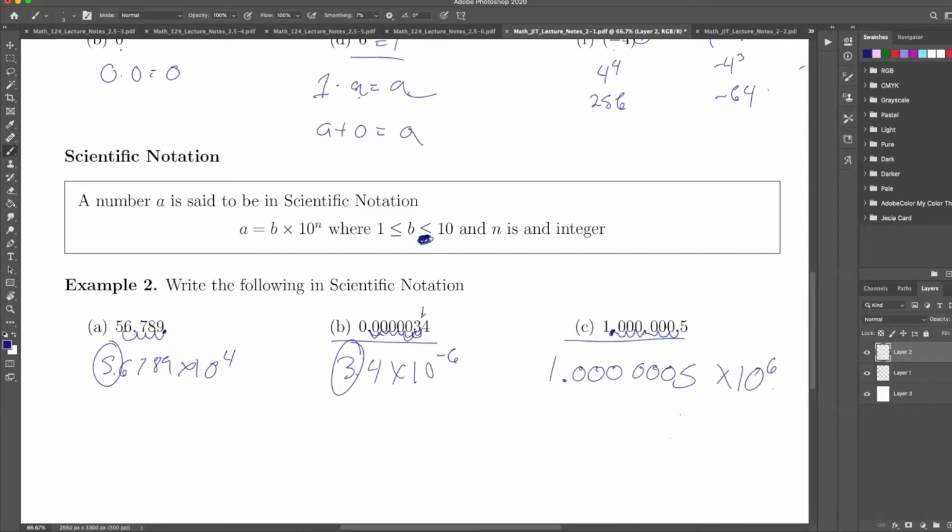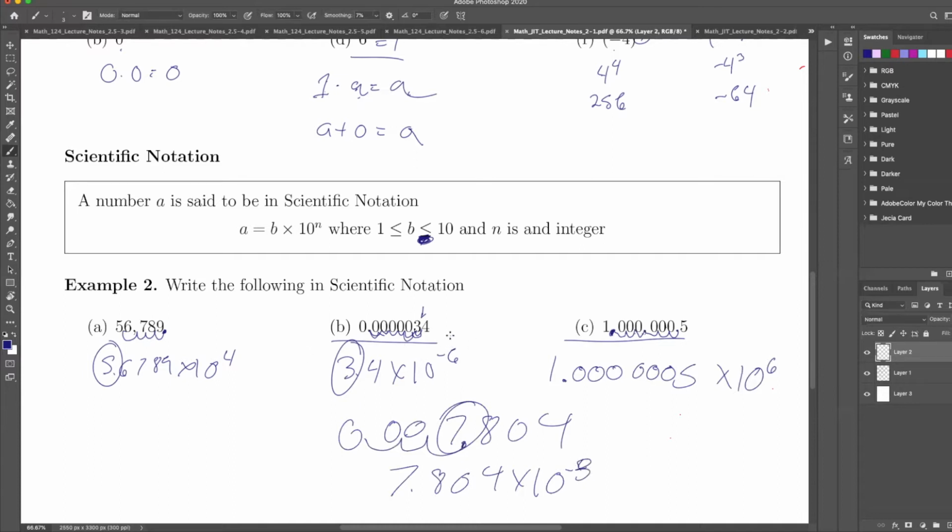Okay. And so these are the answers. So let's do another example of B real quick. Let's just say I had 0.07804. You're just going to move it to the right 1, 2, 3 until you hit your first digit, okay? And so this would be 7.804 times 10 to the minus 3, okay?